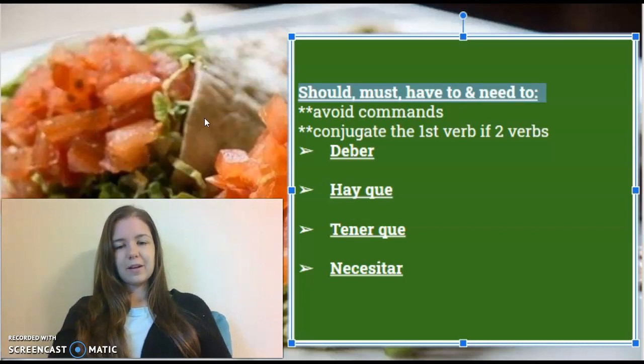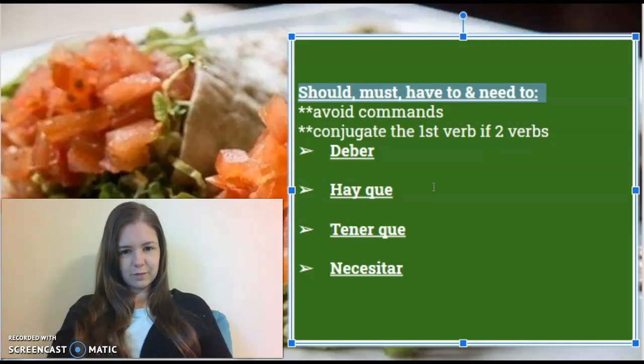A lot of Mexican tacos will put a lot of like lettuce, tomato, fresh herbs on their tacos, so that's where I'm getting this inspiration from.